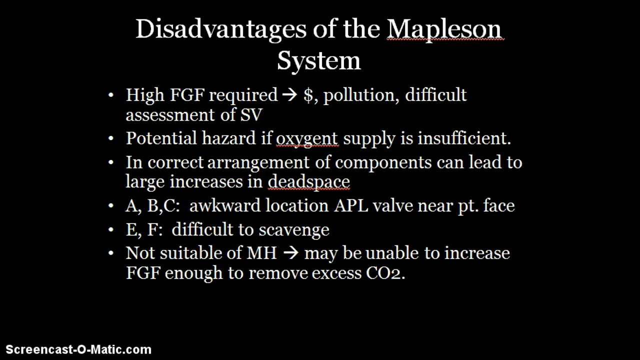Incorrect arrangement of components can lead to large increases in dead space and inadequate exchange of gas. Location of the APL valve near the patient's face in the Mapleson A, B, and C make for an awkward configuration. The Mapleson E and F configurations are difficult to scavenge, and in the event of malignant hyperthermia, the anesthesia provider may not be able to increase the fresh gas flow enough to remove excess CO2.